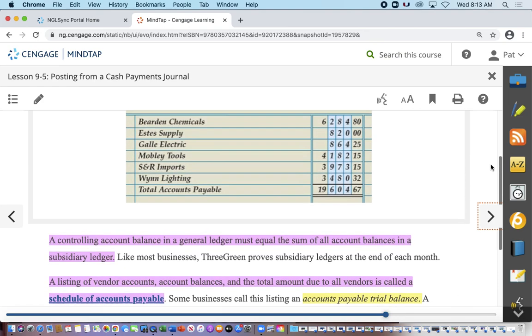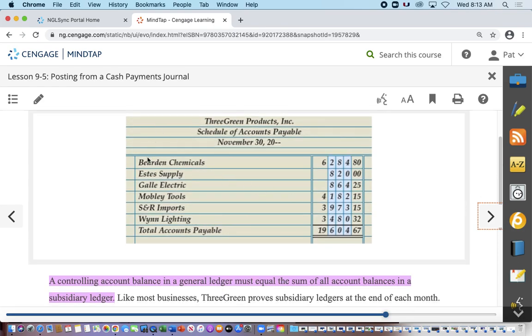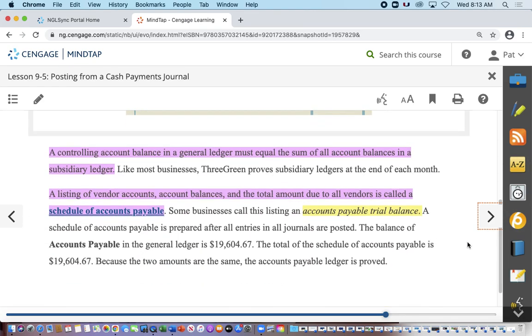We did a schedule of accounts payable in Chapter 8, right? Well, we didn't. We did a post-closing trial balance. This is very, very similar to that. When we did the post-closing trial balance, we brought all the real accounts over that we were bringing a balance. And the next month, these are the balances of all of our payables, all the people we owe money to. So accounts payable is our controlling account. These are our subsidiary accounts payable vendors. The total that we owe all our vendors should equal our controlling account balance. So that's another check number.